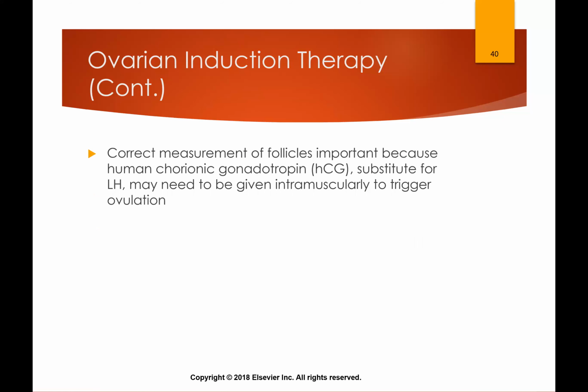The correct measurement of the follicle is important because HCG is a substitute for LH and may be given intramuscularly to trigger ovulation. So when it came to me, what they ended up doing was this HCG. And so once they gave you the go, you would inject yourself with HCG in your stomach, which was awesome. I loved putting a shot straight in my abdomen. It was terrifying, and it took a lot of courage, but it helps to trigger ovulation.